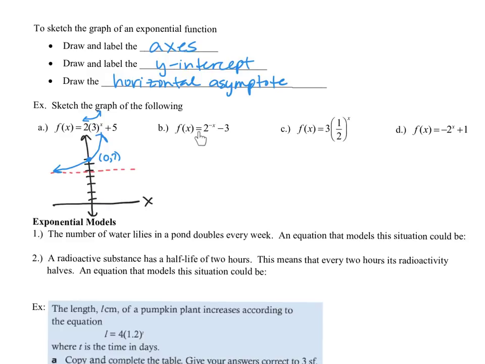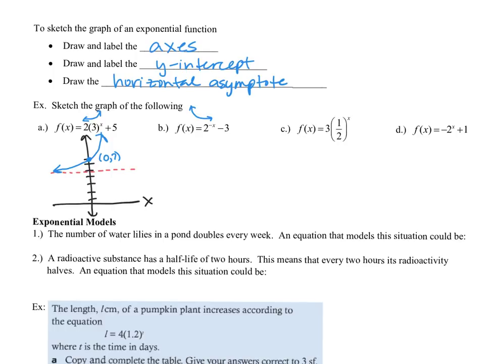f of x is equal to 2 to the negative x minus 3. So that means, because this x is negative, it's going to be a reflection in the y-axis. So we know its general shape. It's going to look something like that. Since it's a reflection, it's going to be shifted down 3 units. So let's start by finding the y-intercept and the horizontal asymptote. The horizontal asymptote will be at the line y equals -3.